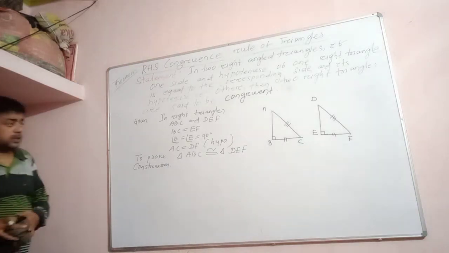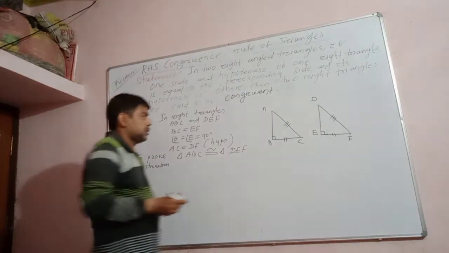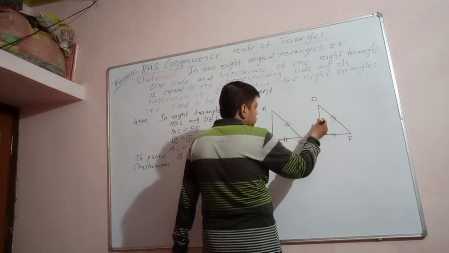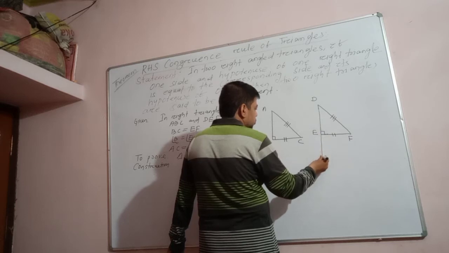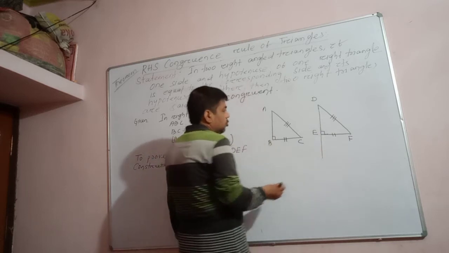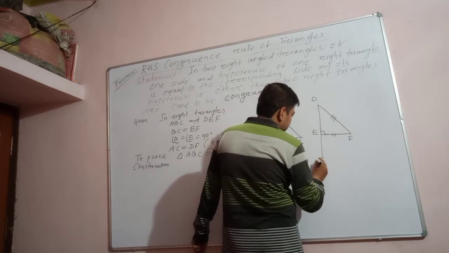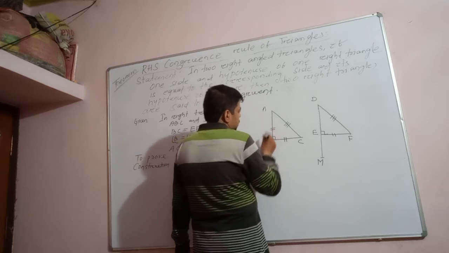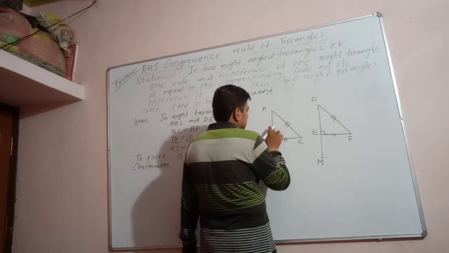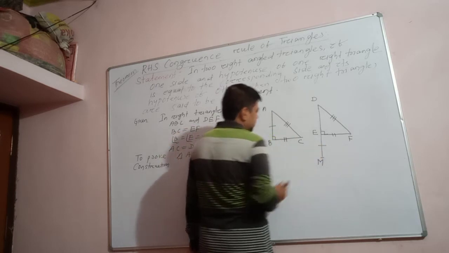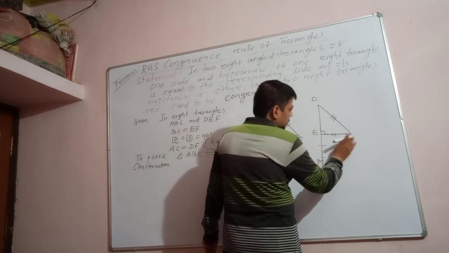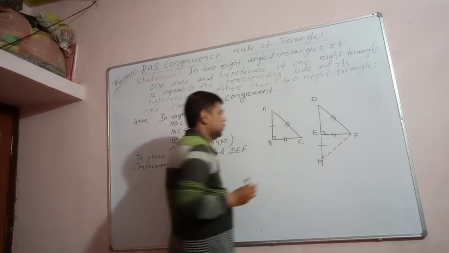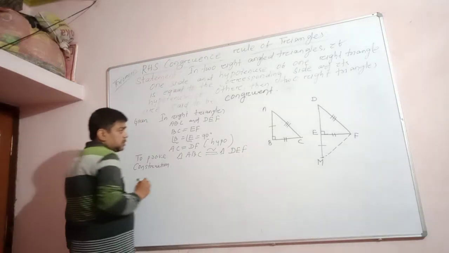We have to do a construction. In this construction, first of all, DE is produced up to a point, suppose I take the point M, such that AB is equal to EM, and join FM. Understand or not? So this is about the construction.